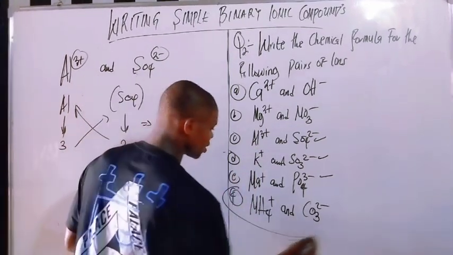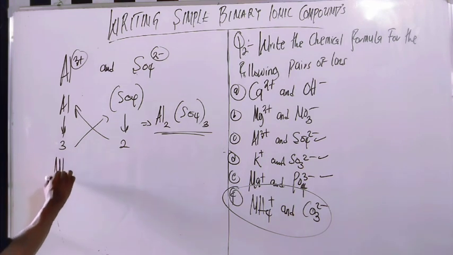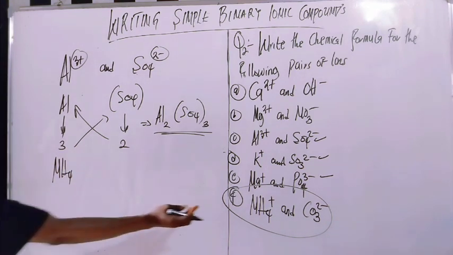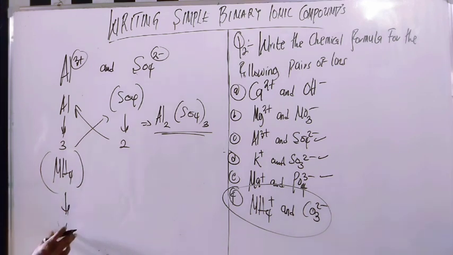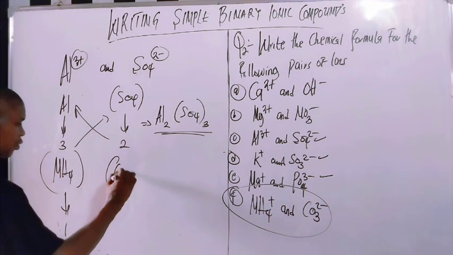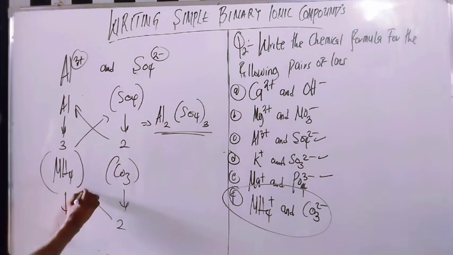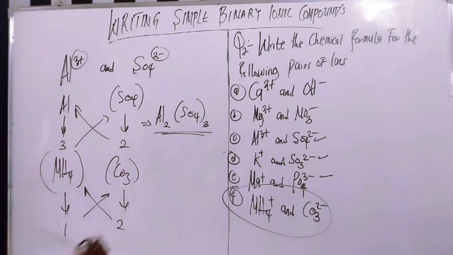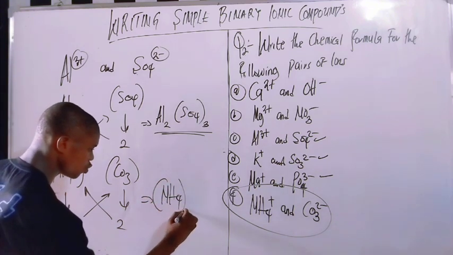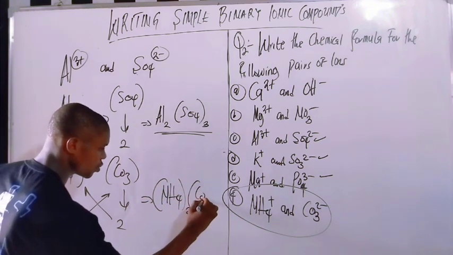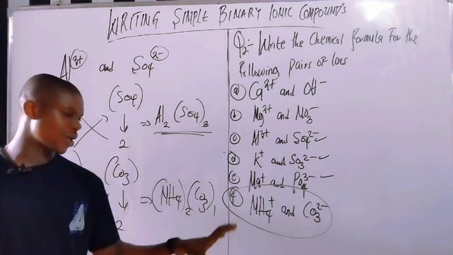But let me do E for you. If you look at E, it is NH4. Now this is in a bracket, so you put it like this, 1. Do you understand? Then here we have CO3, here we have 2. So this guy moves here, and this guy moves here. So here we have NH4 2 CO3 1. Do you understand? But this one does not really have any effect, so you can just ignore the 1.